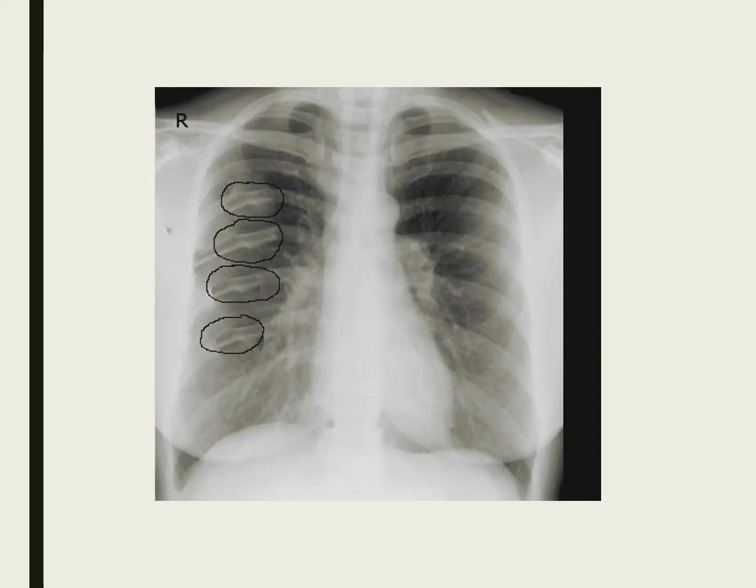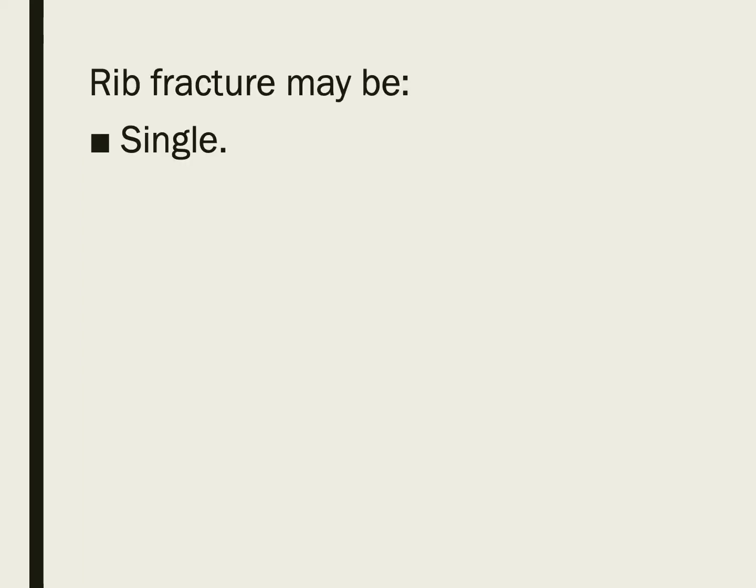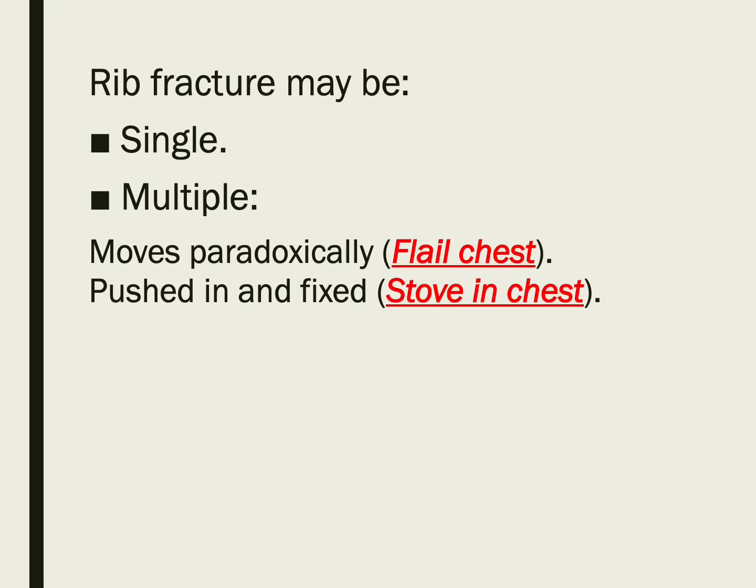This is a chest X-ray showing multiple fractures, and this is also a CT scan showing diaphragmatic rupture and herniation of abdominal content into the thoracic cavity. The rib fractures could be either single or multiple, and the multiple fractures might either move paradoxically in relation to respiration, resulting in what we call flail chest, or could be pushed in and fixed, which is called stove in chest.